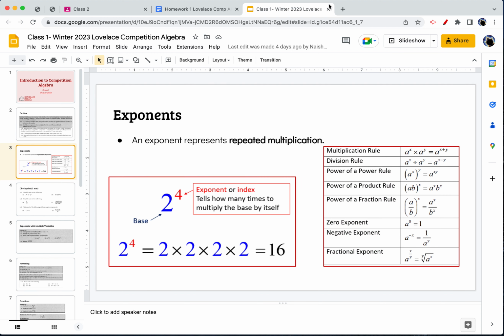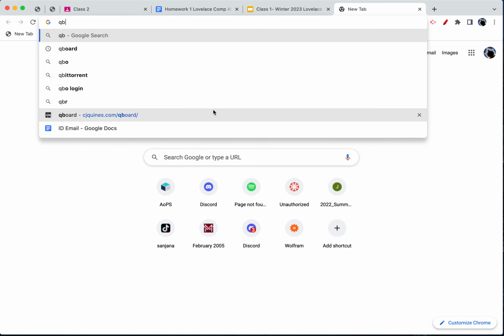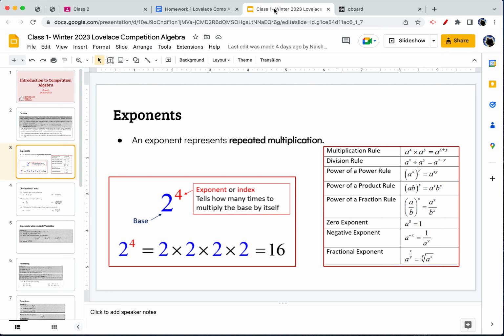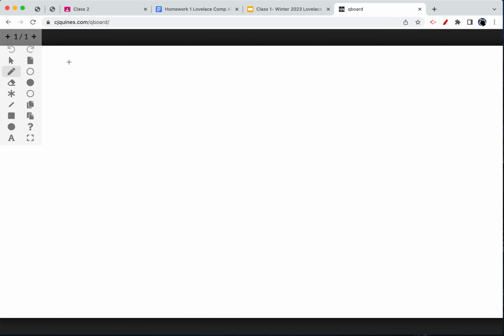But, okay, wait. Just as a reminder, last week we covered exponents and factoring. So I'll just do a quick review of what we covered in last class. So basically we said that an exponent represents repeated multiplication. So first we define an exponent.